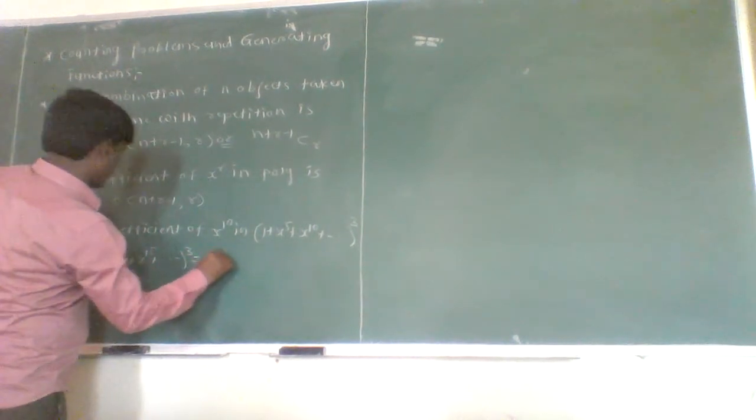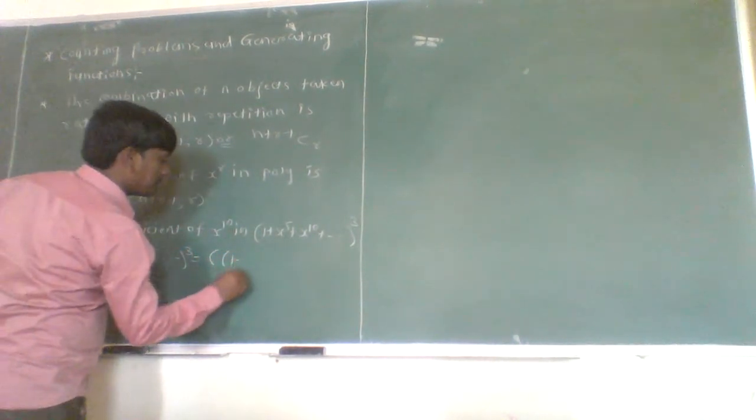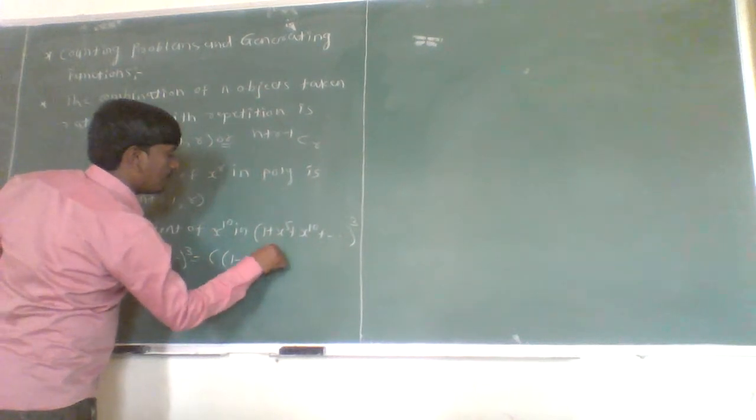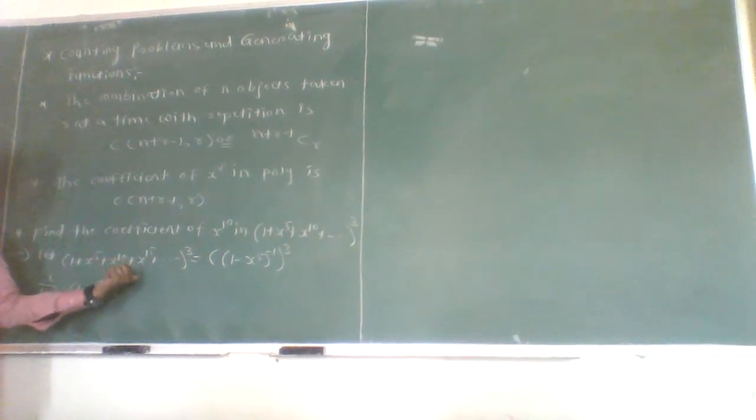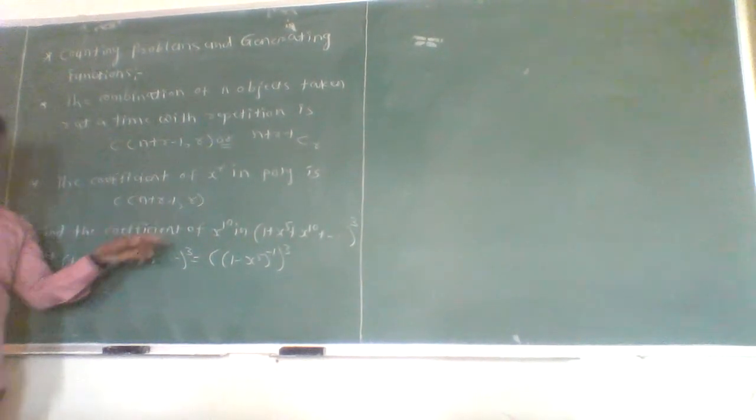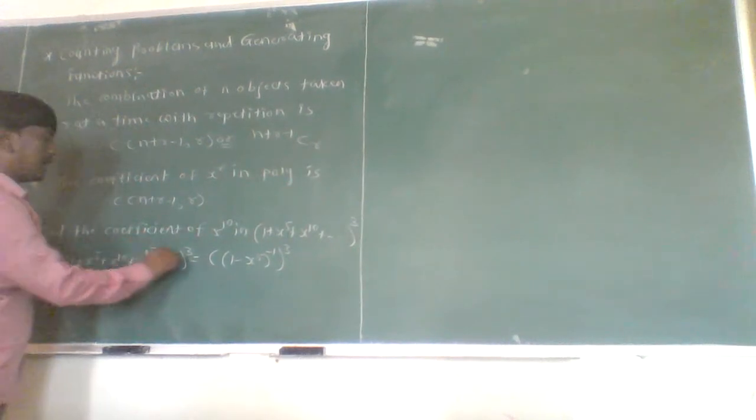It is nothing but 1 minus x to the power 5, raised to minus 1. Now 1 upon 1 minus x, that is (1 minus x) inverse, is nothing but 1 plus x plus x square plus x cube and so on. So here x is nothing but x to the power 5, and this one is nothing but 1 plus x to the power 5 plus x to the power 10 plus x to the power 15, and so on.